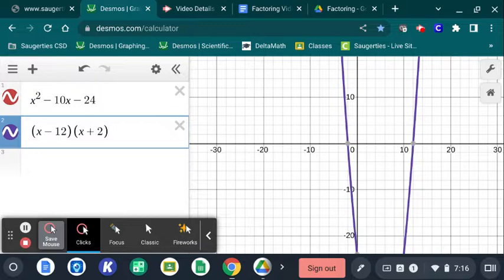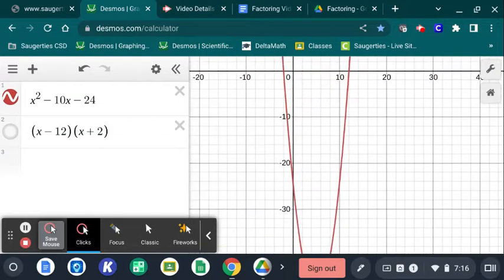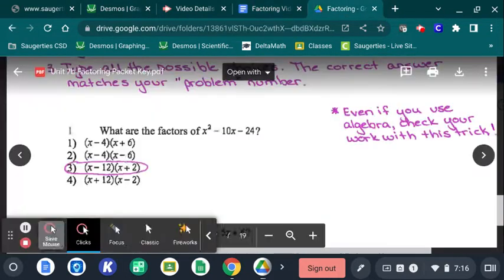Oh, do you see that? I can show you this in Desmos. There's my original. Hopefully you can see that it's red. Okay. Now when I click this one, it goes right over it. So that's why that's my answer. Whoops. Sorry, folks.